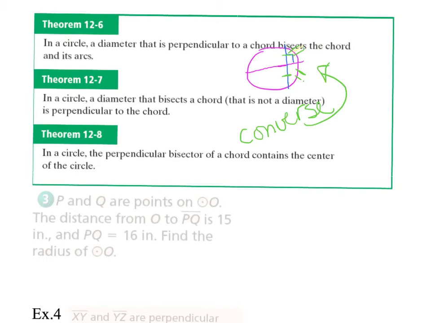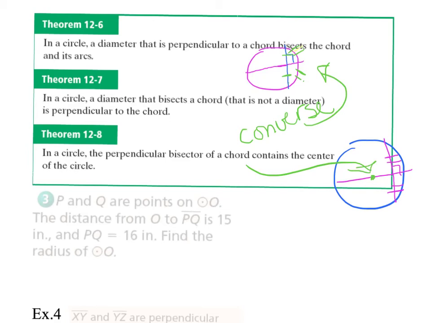12.8, in a circle, the perpendicular bisector of a chord contains the center of the circle. So it's just giving you more of the same information. If you have a circle and the perpendicular bisector of a chord, so if you have this, where these are the same, that's a perpendicular bisector of a chord, that diameter line, then you know that it contains the center because it's a diameter, because that's what diameters do. They're perpendicular bisectors of the chords, and the diameter goes through the center. So that's all they're saying there, that you have a center and that that's a diameter.